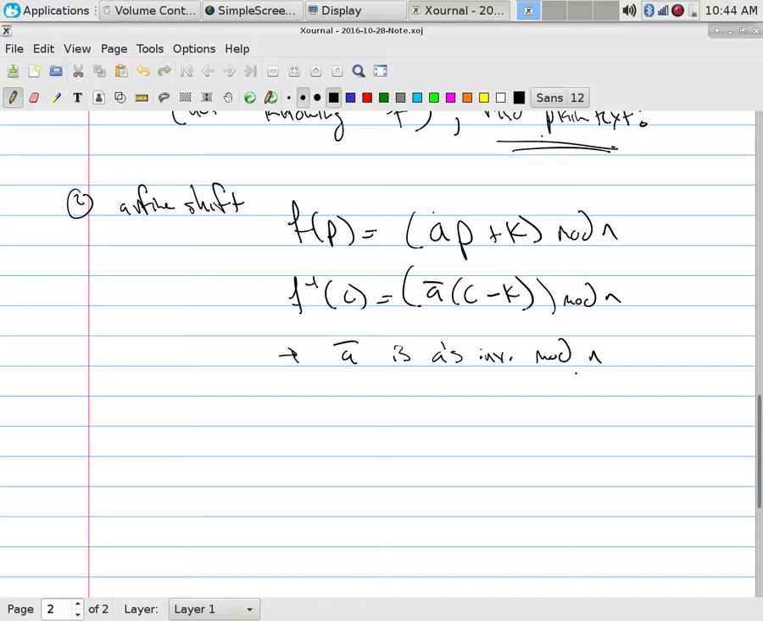Does everything have a multiplicative inverse? No. What are the only things that have multiplicative inverses? Those things where a and n better be relatively prime. So the GCD of a and n must be 1. This is required. In other words, that automatically says affine shifts have a limitation. I cannot pick any number I want. I have to pick numbers that are relatively prime to the number of symbols that I have.